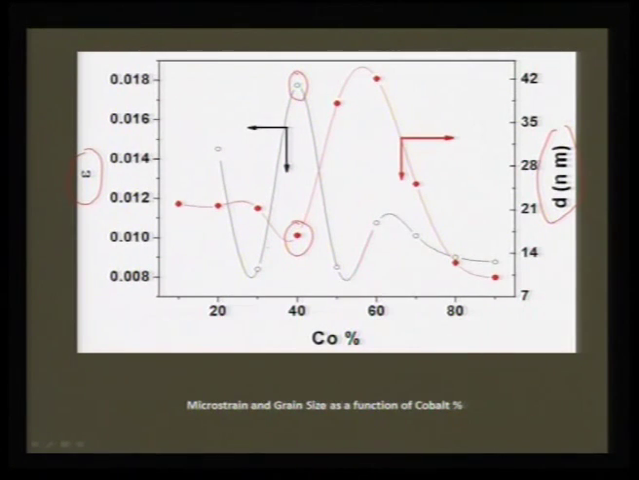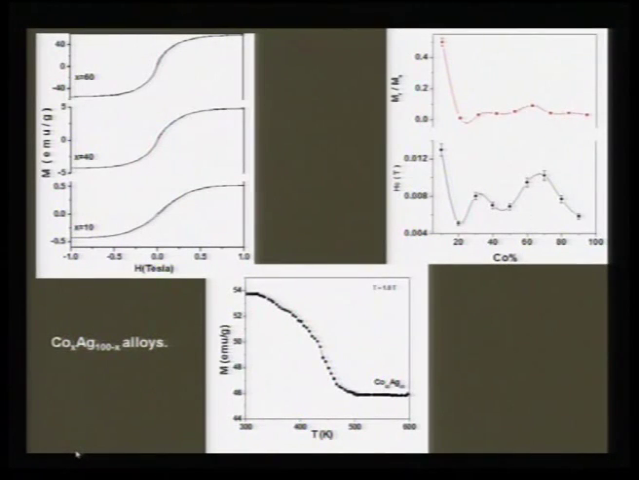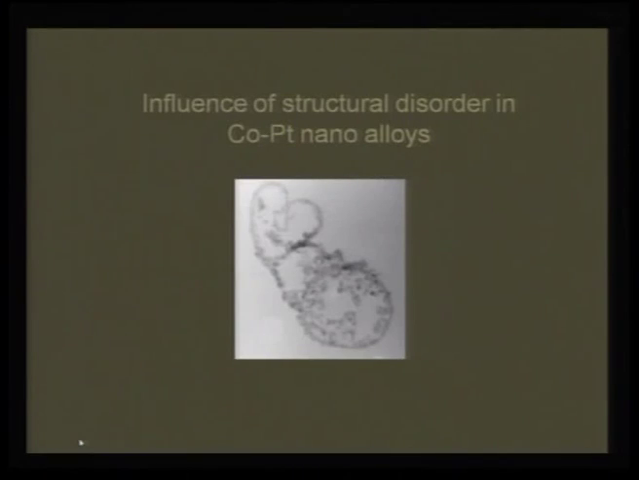So, when you go down in the nanometer range, what you are inducing is a micro strain, which will also affect your MR property, and that is what we try to see from these measurements. We can try to map the dependence of this micro strain to coercivity and to MR also.